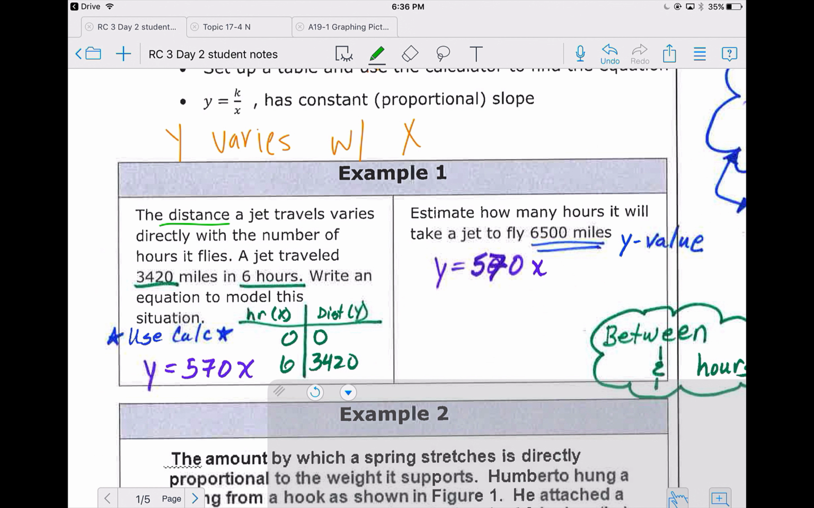And I don't see it. It would be somewhere in between 11 and 12 on the x's. So my answer would be between 11 and 12 hours because that's where 6,500 would fall. It would fall between 11 and 12 hours.